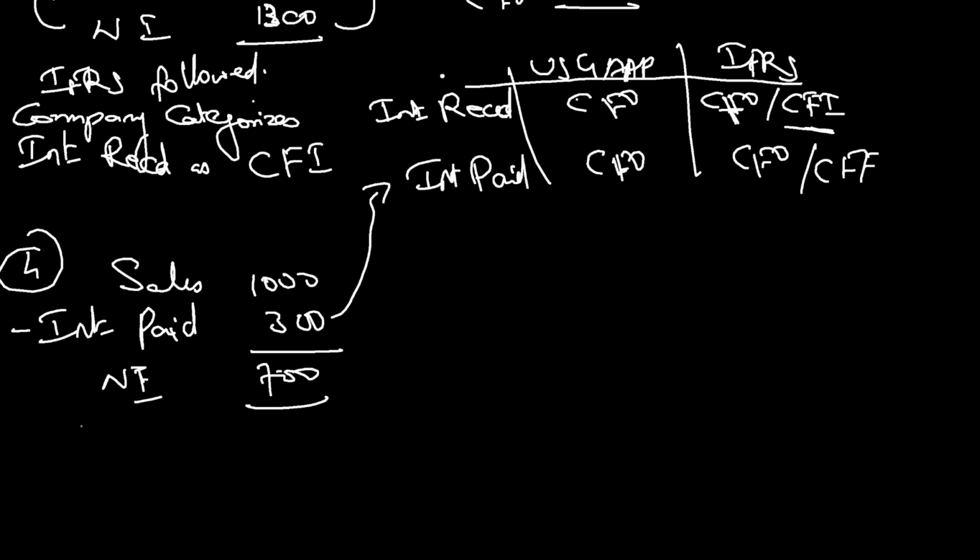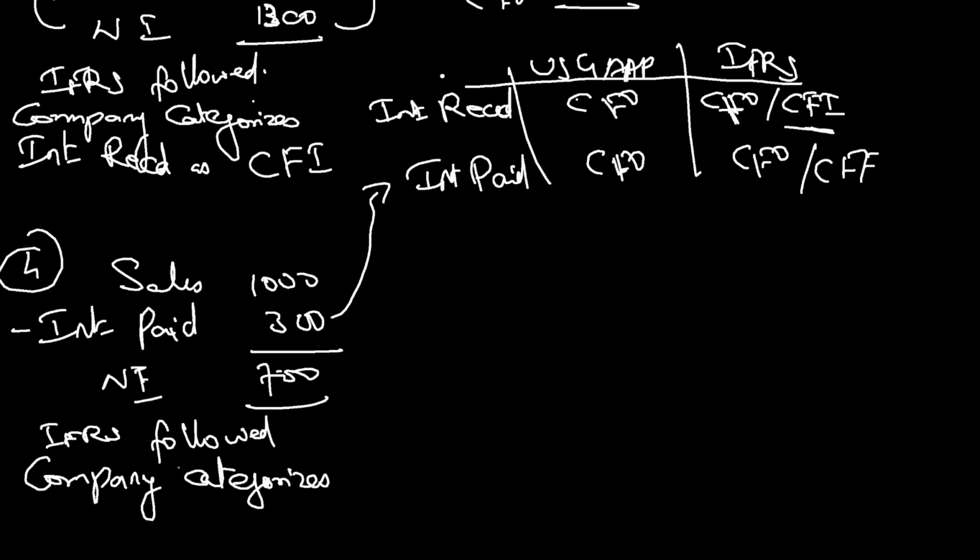So imagine you are following IFRS, and the company categorizes interest paid as CFF, cash flow from financing. If it is following the practice of categorizing interest paid as cash flow from financing, how will I calculate CFO here?